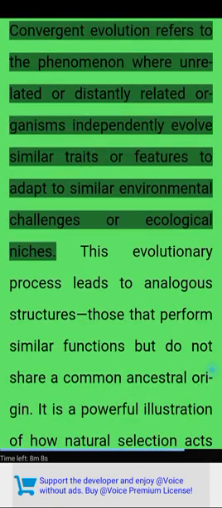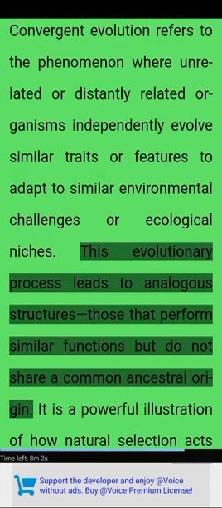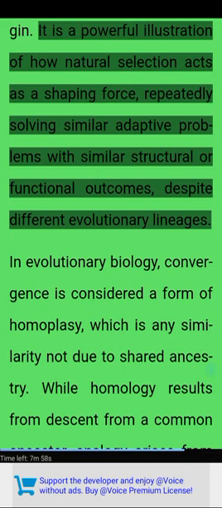Convergent evolution refers to the phenomenon where unrelated or distantly related organisms independently evolve similar traits or features to adapt to similar environmental challenges or ecological niches. This evolutionary process leads to analogous structures, those that perform similar functions but do not share a common ancestral origin. It is a powerful illustration of how natural selection acts as a shaping force, repeatedly solving similar adaptive problems with similar structural or functional outcomes, despite different evolutionary lineages.